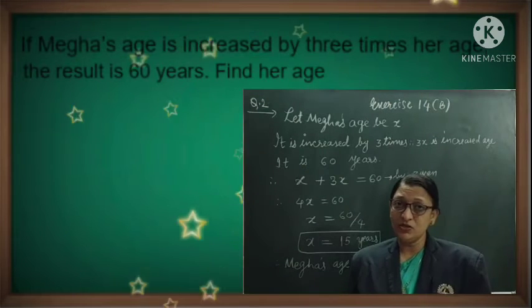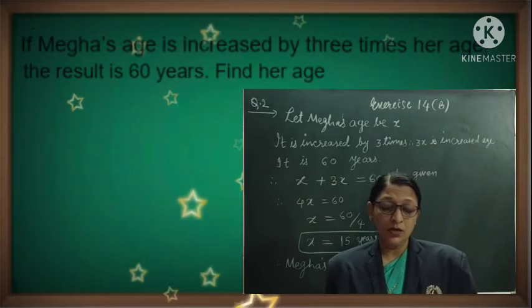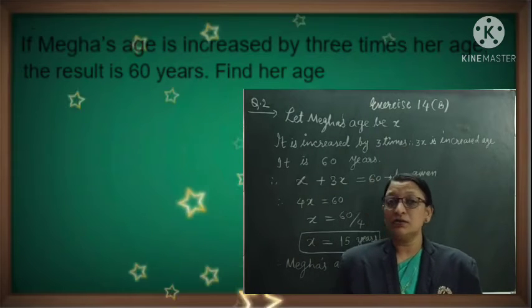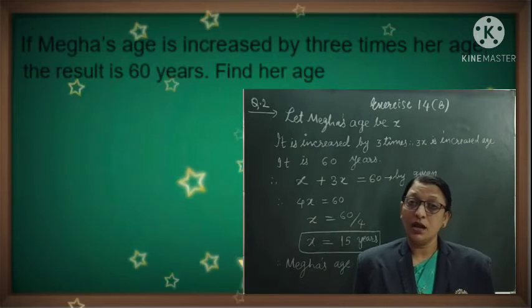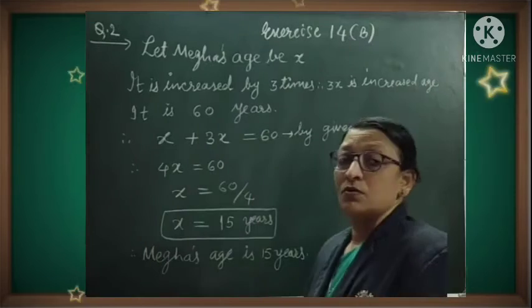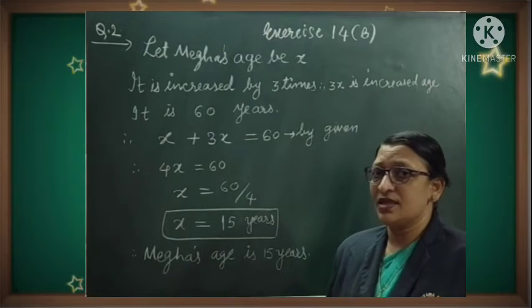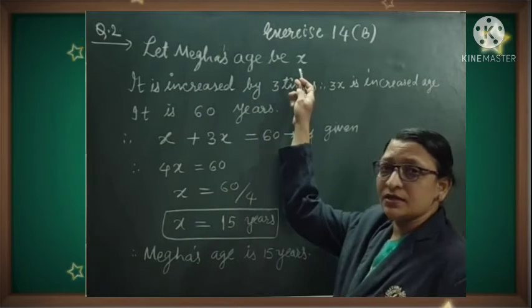Question 2. If Megha's age is increased by 3 times, her age results as 60 years. We have to find her age. So let us move toward the solution. We need to find out Megha's age. We will consider here Megha's age be x years.